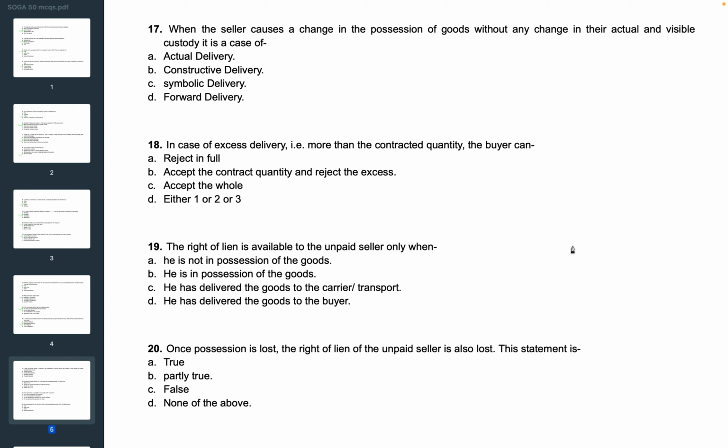Next question. When the seller causes a change in the possession of goods without any change in their actual and visible custody, it is a case of. The options are A. Actual delivery, B. Constructive delivery, C. Symbolic delivery, D. Forward delivery. The correct answer is B.